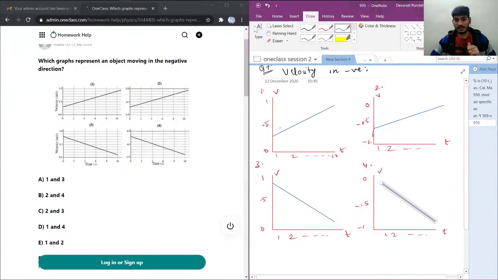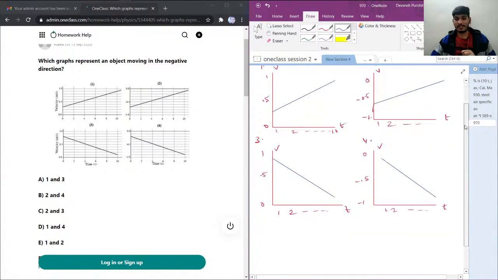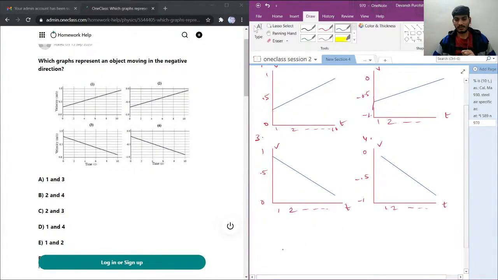In the first graph, we can see velocity is ranging from 0 to 1. So the object is moving, and let's say this is x direction, so this will be positive x direction. So first is not going to be our answer, so cross.